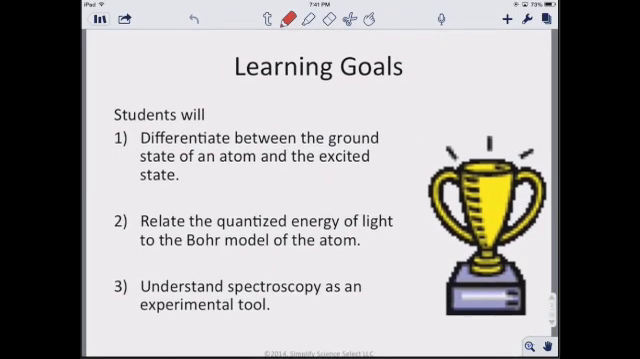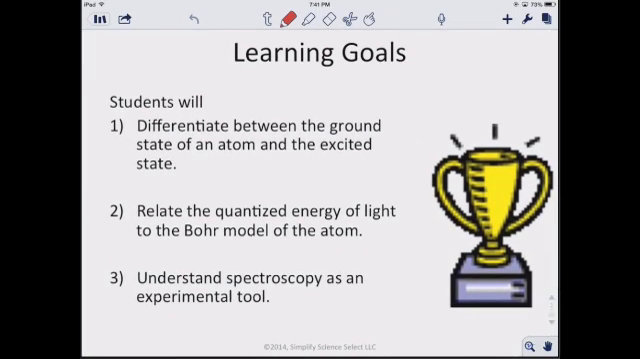Learning goals that we have for this lecture. Students will be able to differentiate between the ground state of an atom and the excited state of an atom. And those are good vocab terms right there. We need to know what both of those are. Number two is to relate the quantized energy of light to the Bohr model of the atom. And so we've talked about the Bohr model of the atom in our Unit 3, and we're continuing it here. And then lastly, understand spectroscopy as an experimental tool.